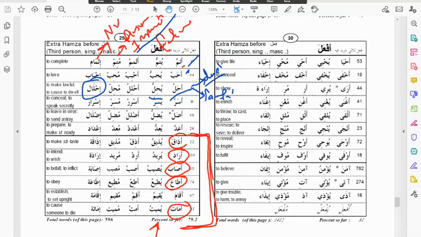All right, asarra comes from the root sarara. So in this situation, what we've got is asarra, to conceal, to speak secretly. So asarra, that they kept it a secret. And here it's in the past tense. Asarra, made it concealed, yusirru, concealing.